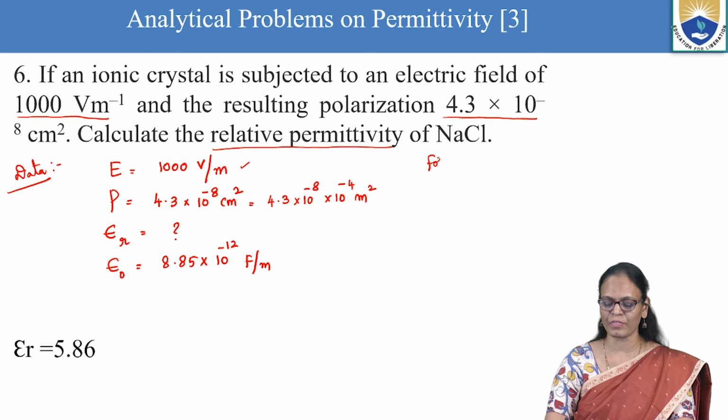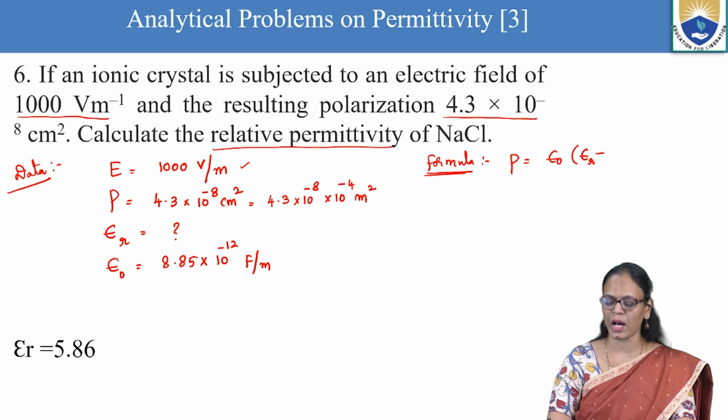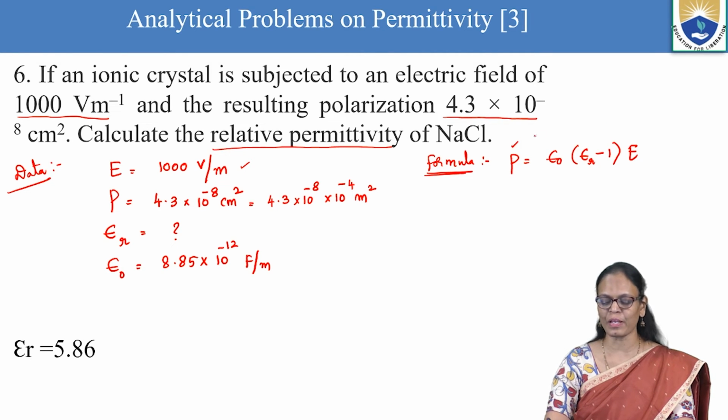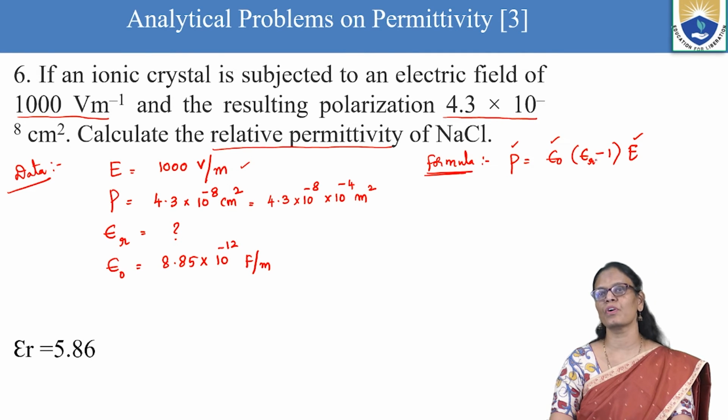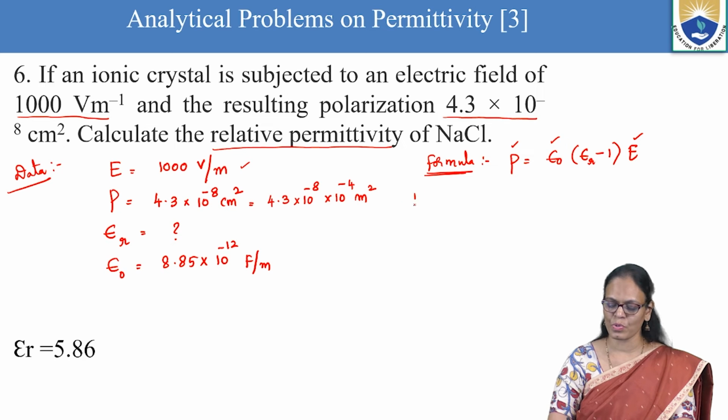So what is the formula we are going to use now to calculate epsilon R? P is equal to epsilon naught into epsilon R minus 1 into E. Because we are given the value of P, E and epsilon naught is a constant, we can directly find the value of epsilon R. So how do we write the formula for epsilon R from here? P upon epsilon naught E is equal to epsilon R minus 1.